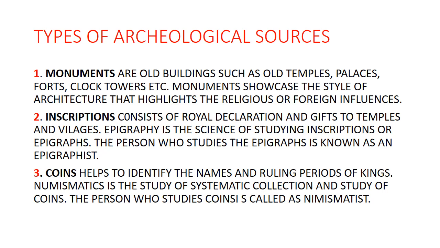Now next is coins. Coins help us to identify the names and ruling periods of kings. Coins also help us in knowing the extent of the empires, and the presence of coins in foreign lands indicates trade with them. Now, numismatics is the systematic collection and study of coins. The person who studies coins is called a numismatist.